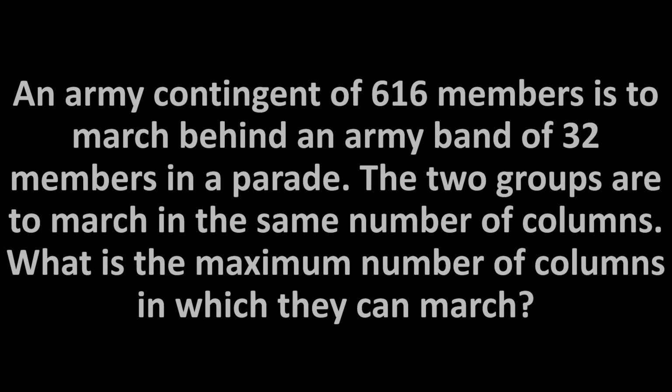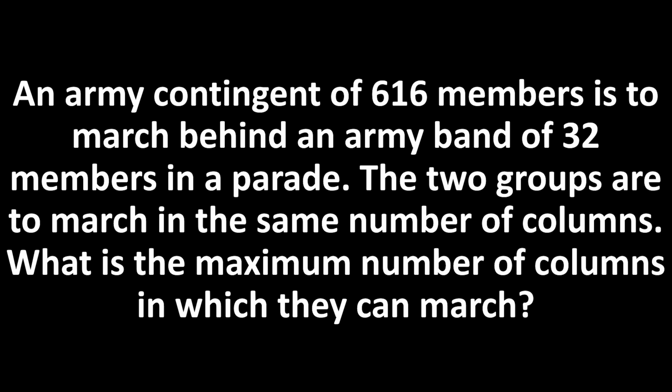Exercise 1.1, question number 3. It says an army contingent of 616 members is to march behind an army band of 32 members in a parade. So observe here, an army contingent of 616 members is marching behind an army band of 32 members in a parade. Now the two groups are to march in the same number of columns. This is very important, in the same number of columns. Now they are asking what is the maximum number of columns in which they can march.